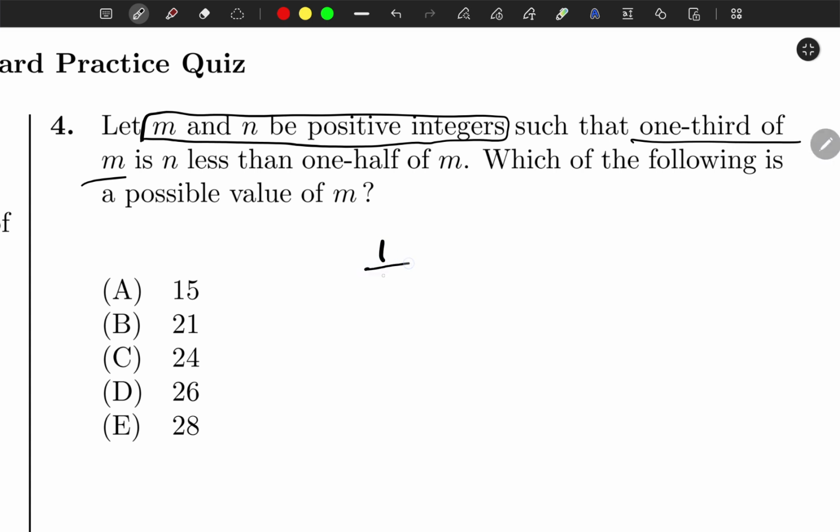1/3, so we'll just write that down. 1/3 of M is, I think this is what we have, don't we? So basically, such that 1/3 of M is N less than 1/2 of M. I think that's pretty much it. Yeah, that's what we have. So now they're saying what is one possible value of M. Okay.